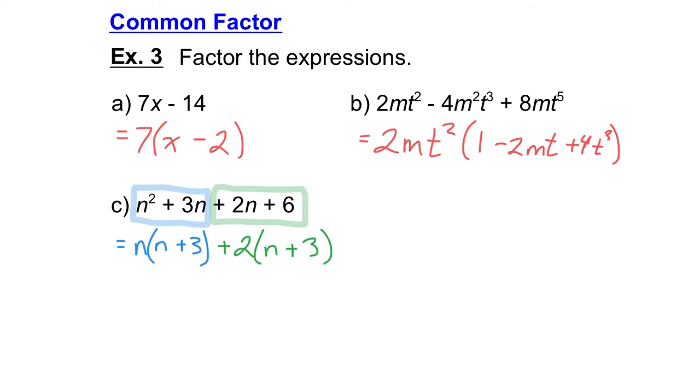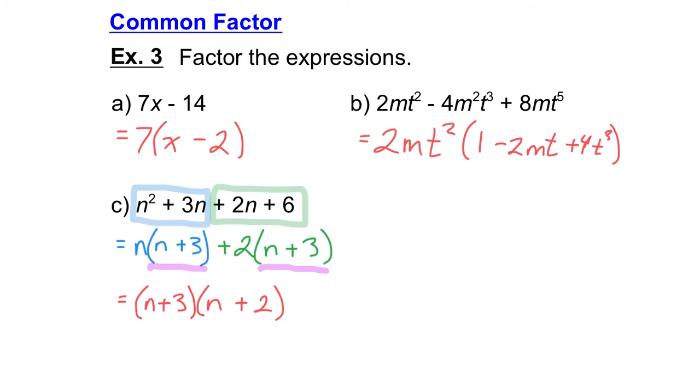Now I want you to notice something. Both terms have n plus 3 as a factor. So if n plus 3 is the greatest common factor for this and this term, what do I multiply by to get the line above? Well, I have the n plus 3 times n gets me n times n plus 3, and then n plus 3 times 2 gets me 2 times n plus 3.